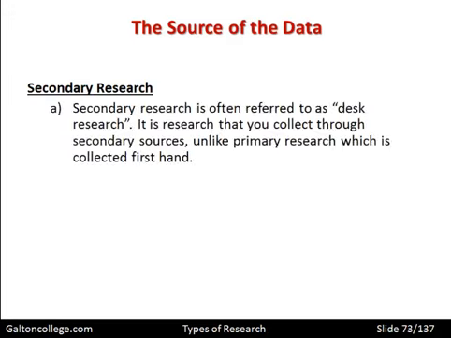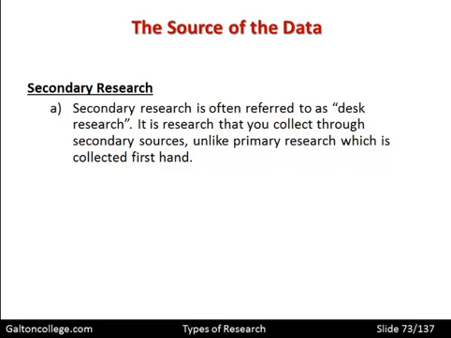Now, secondary research, well, this is often referred to as desk research. It is research that you collect through secondary sources, unlike primary resources, which are collected first-hand. So primary is first-hand research, going out trying to get specific answers to specific questions. This research has not been conducted before. But with secondary research, it's like desk research.